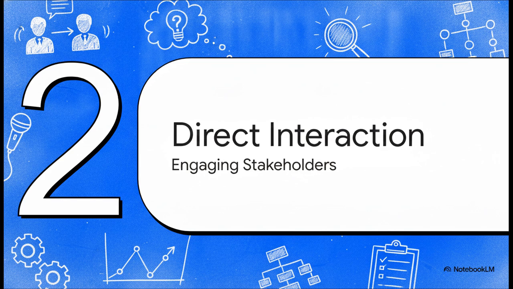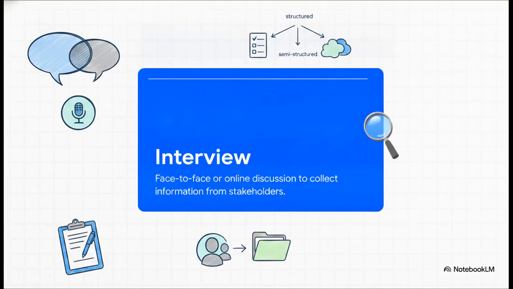Moving right along to section 2, direct interaction, engaging stakeholders. We're going to look at the first 2 of the core 4 techniques, focusing on methods that require analysts to engage directly with users. First up is the interview. This is your direct line to the stakeholders. Whether it's structured rigidly, like a formal interrogation for consistency, completely unstructured for a free-flowing brainstorm, or maybe a hybrid, semi-structured approach, this is where you are going to get your richest, deepest insights.